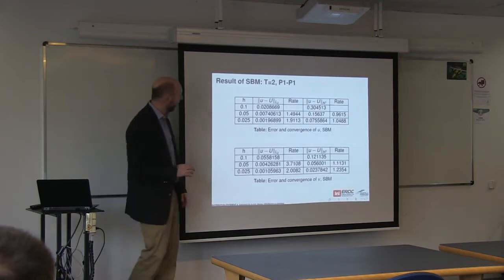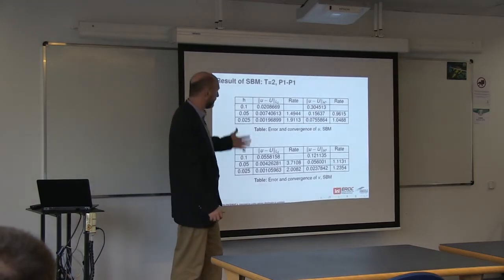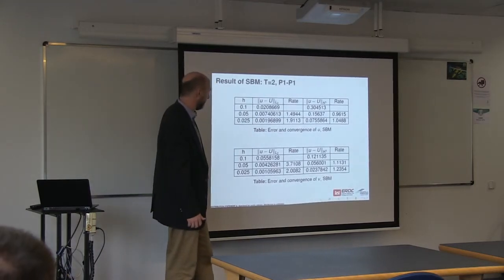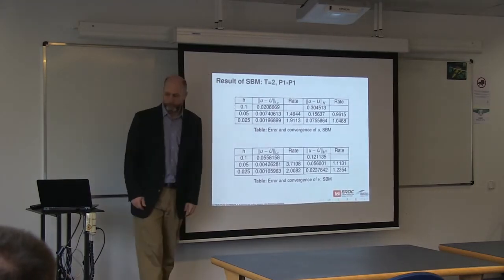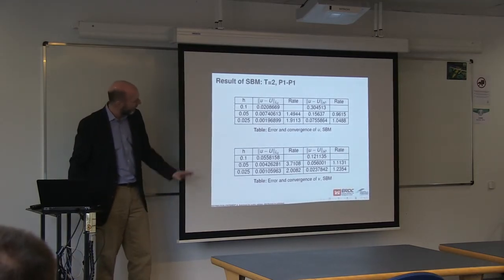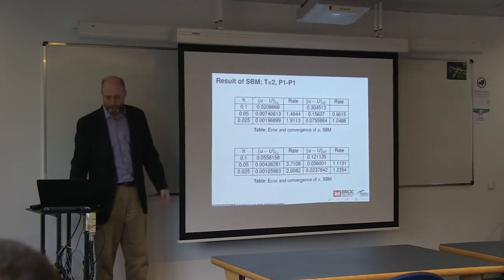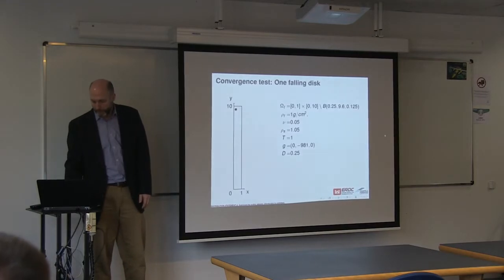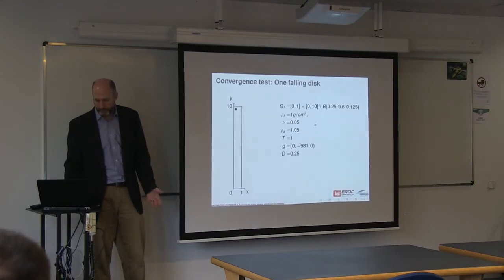And then we look at SBM, and we get closer to second order, which is nice. So clearly the extra effort of handling your cut cells more carefully seems to pay off in terms of asymptotic accuracy for that simple problem. So next we move on to some classic tests. One falling disk.